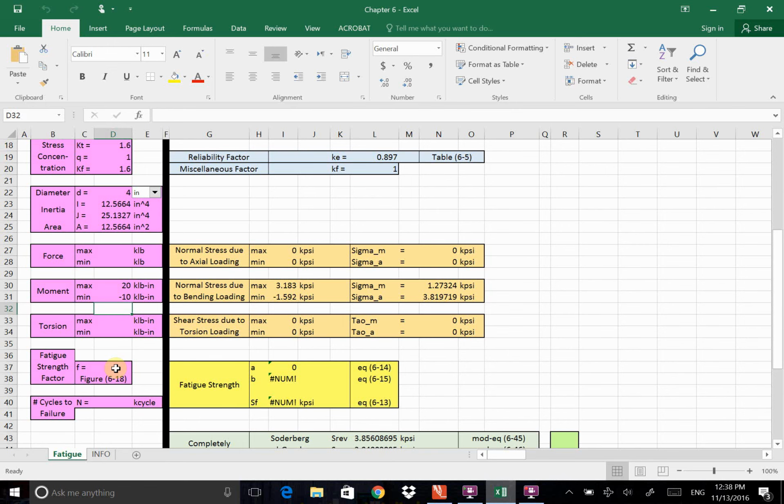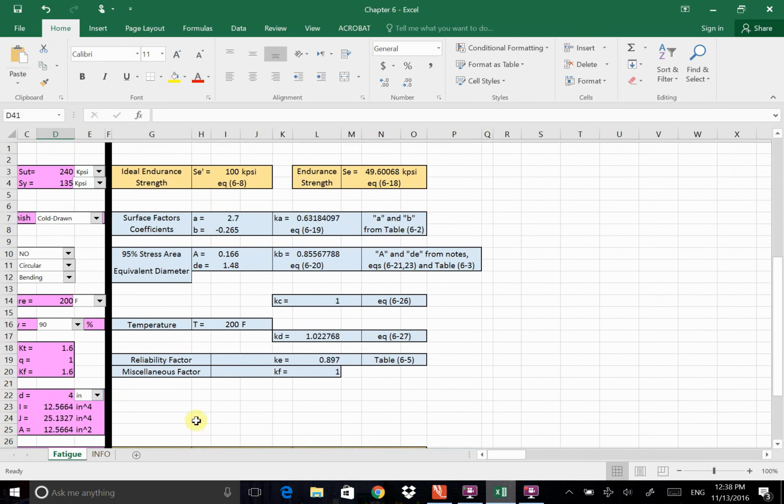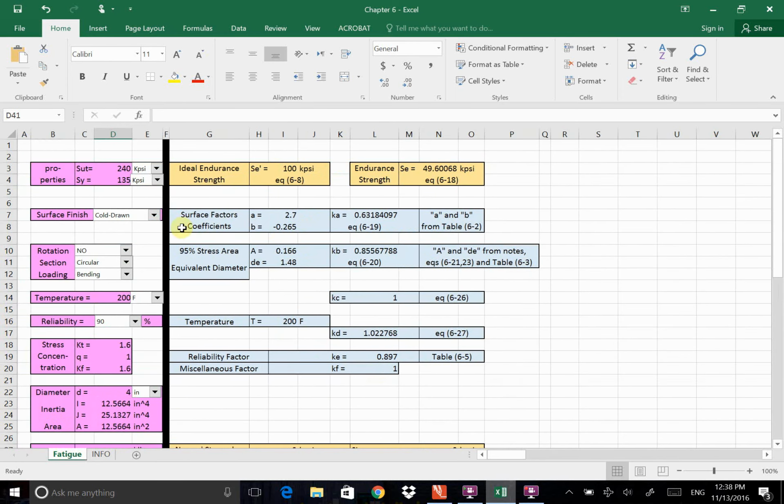strength factor, we read that one from the table, and we said that is 77%. Number of cycles, okay, here the number of cycles has to be written in this table based on kilocycles, so that was 100 kilocycles. Okay, so let's see what we get. So for finding Ka, A and B can be found from table 6.2. A will be this one and B will be this one, and these two are a function of the surface finish.